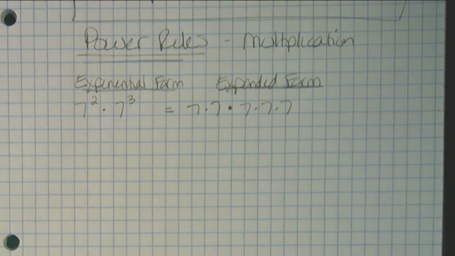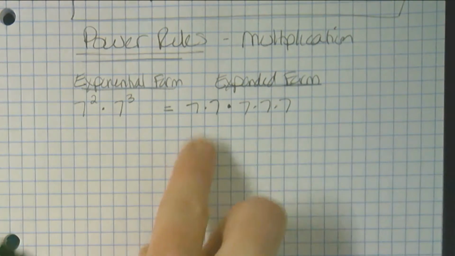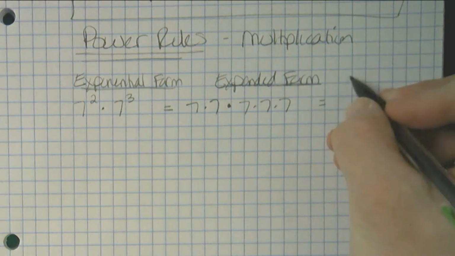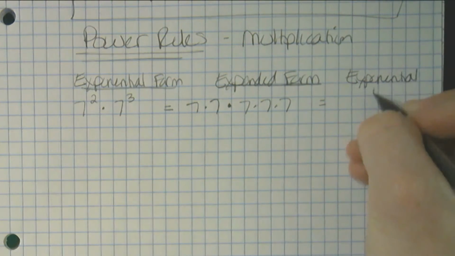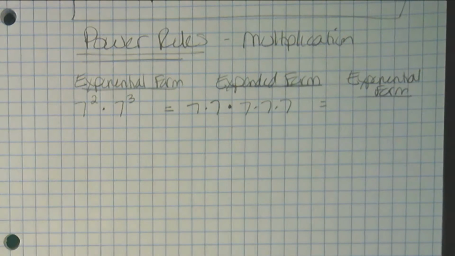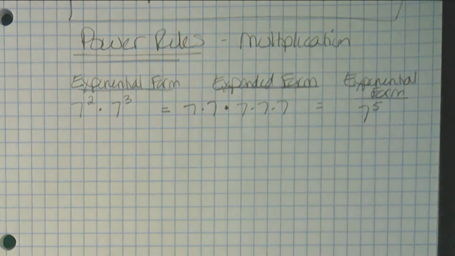So I just wrote this multiplication out in expanded form. If you notice, all there is multiplication. So if I was to rewrite this back in exponential form with only one base and one exponent, what would you say is the exponential form? Mateo? 7 to the 5th power.